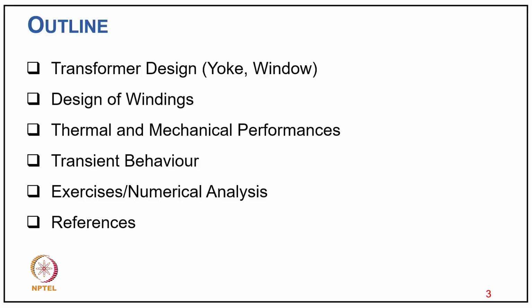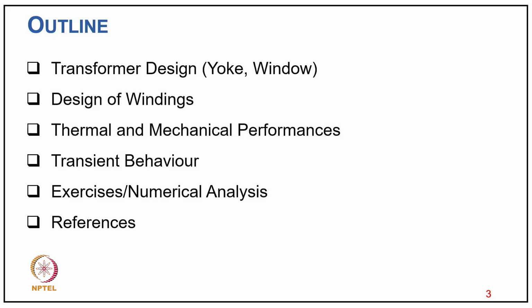Here is an outline of today's presentation, starting from transformer design, which we are continuing from the last lecture, about the yoke design and window design. Then we'll go to design of windings, thermal and mechanical performance, and transient behavior, some of the transient phenomena which are very important in the case of the transformer. And then, of course, exercises and numerical problems, and references.